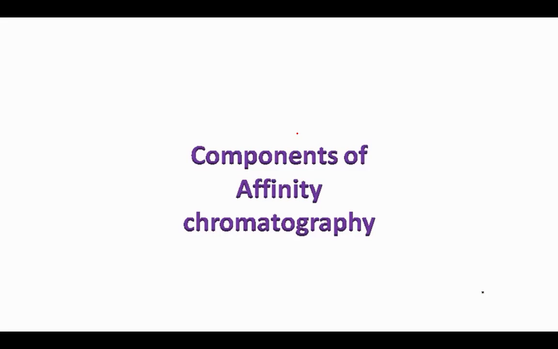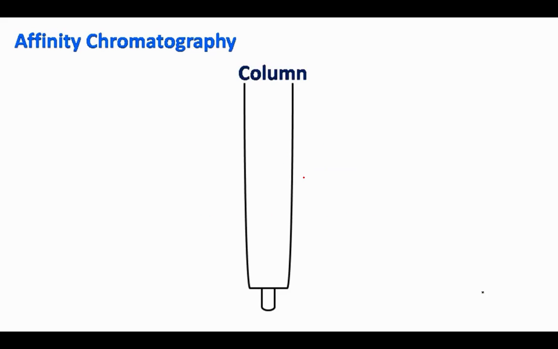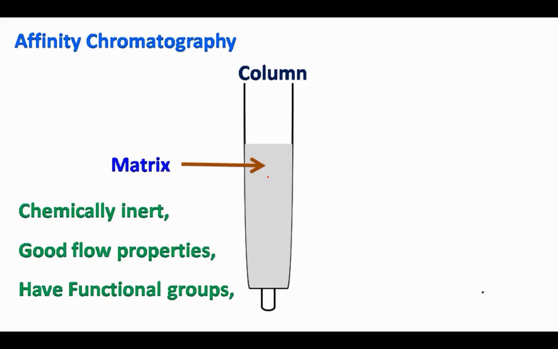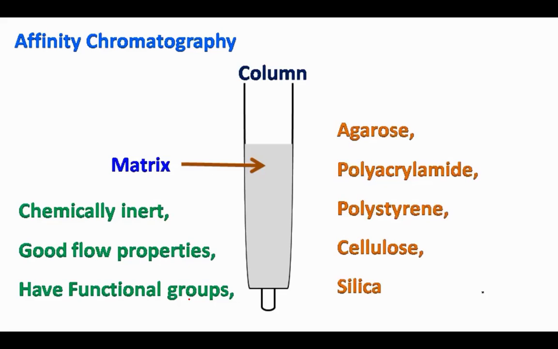In case of its components, we will have a column. The column is generally made of glass and is filled with the matrix molecule. This matrix is mostly different types of gel, which should have certain characteristics: it should be chemically inert, have good flow properties so that the buffer can easily flow, and have different types of functional groups that can attach to the ligand. Types of matrix are mostly gel, agarose, polyacrylamide, polystyrene, cellulose, and silicas.